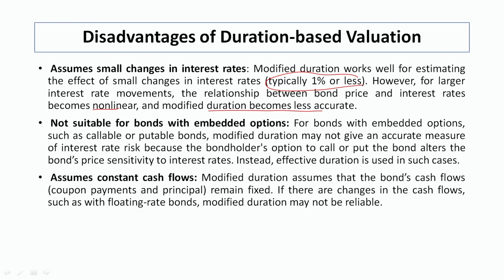It assumes constant cash flow. Modified duration assumes that the bond cash flow, the coupon or the principal, remains fixed, but it may not be the case. If there are changes in cash flow, such as floating bond rates, modified duration may not be used. So, we can use it in the case of fixed percentage bonds only.